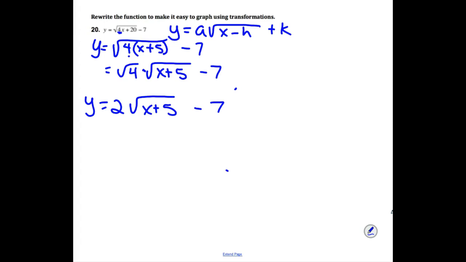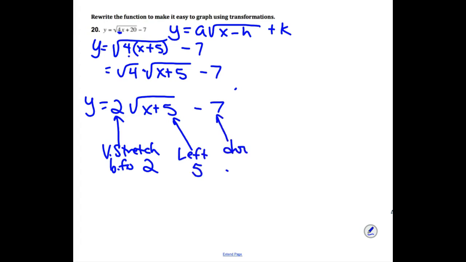So what transformations are we doing to this? Okay, this is a vertical stretch by a factor of 2, which means all my y values would get doubled, right? Make them twice as high. What is the 5 going to do? Left 5 and down 7.